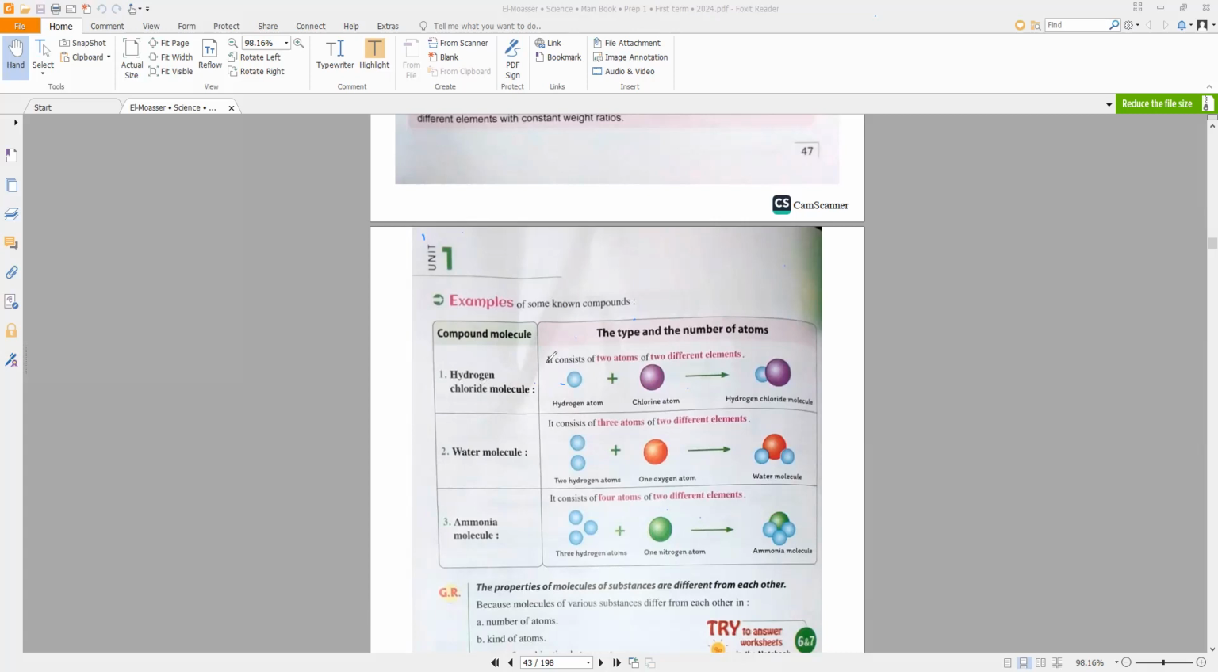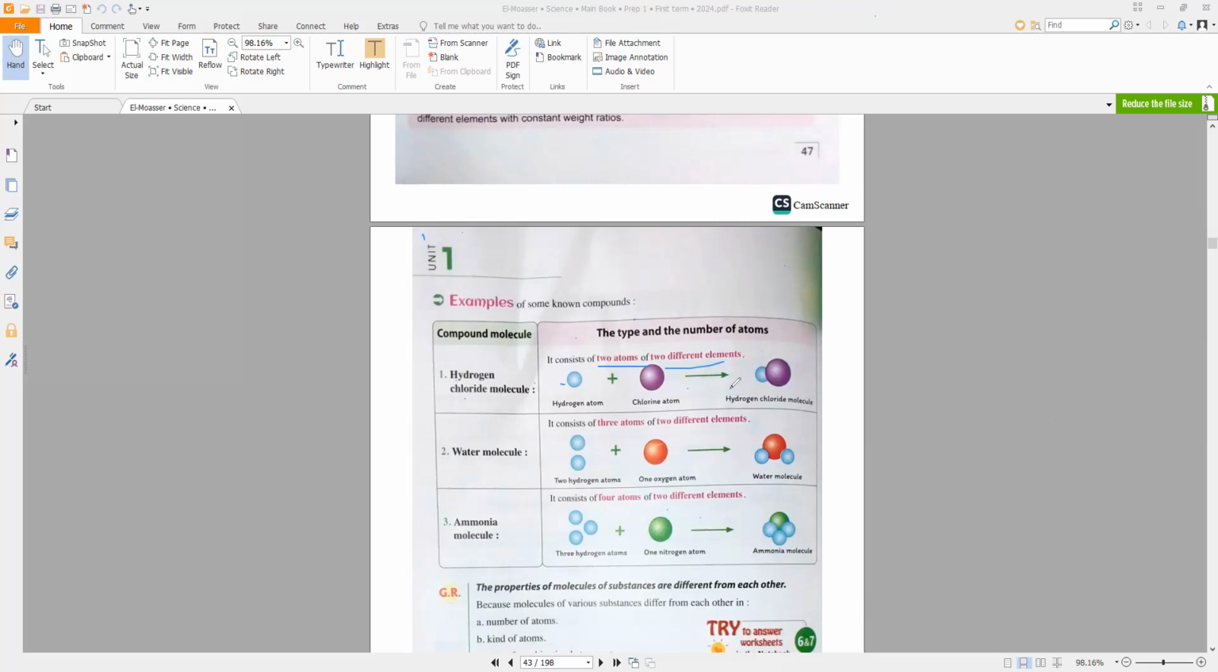Hydrogen chloride molecule consists of two atoms, one atom of hydrogen and one atom of chlorine. It consists of two atoms from two different elements: a hydrogen atom and a chlorine atom. When they combine together, they give a hydrogen chloride molecule. This is a compound molecule.